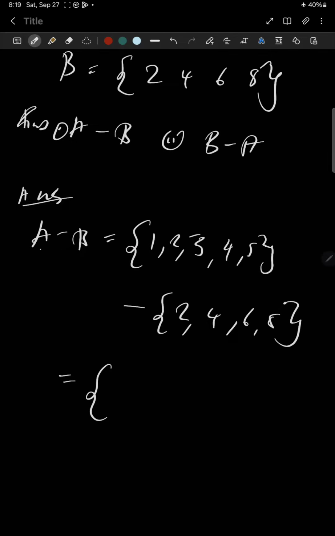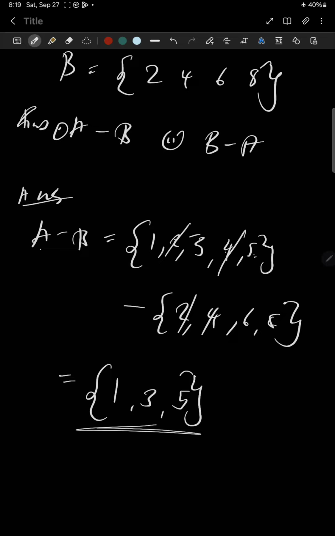Which are those numbers? 1 is found in A, it's not found in B. What of 2? 2 is found in both, so it will not be an answer, we will cancel it. 3, is 3 found in B? No, it's found in only A. What of 4? We said the numbers that are found in A and are not found in B. 4 is found in both, so it will not be an answer. What of 5? Is 5 found in A and also in B? No, 5 is only found in A. So this is the answer.